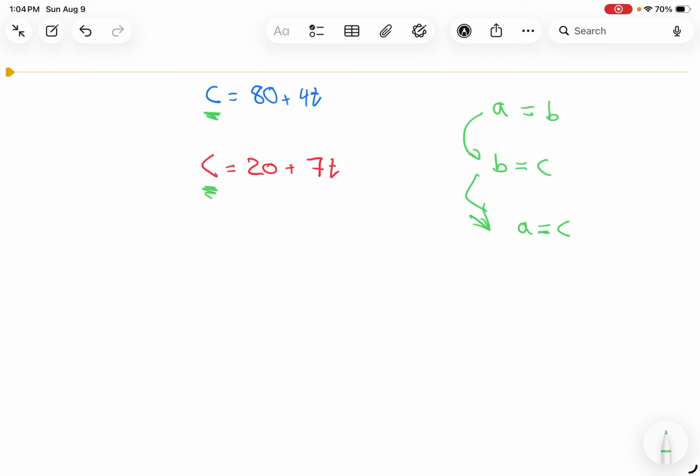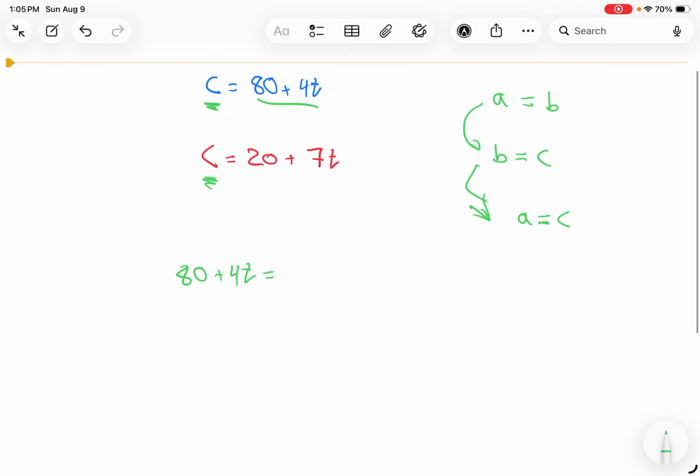So another way to think about that rule is over here, if C is equal to 80 plus 4t, I'm going to write that down, well, not only is it equal to C, it must also be equal to this other thing that C is equal to, which is 20 plus 7t. So the first thing we're doing is what's called setting the two equations equal to each other. And we don't have to do any extra work in this particular case. Sometimes we do, but in this case it's pretty straightforward. If C equals one thing and it equals another thing, those two different things must equal each other.